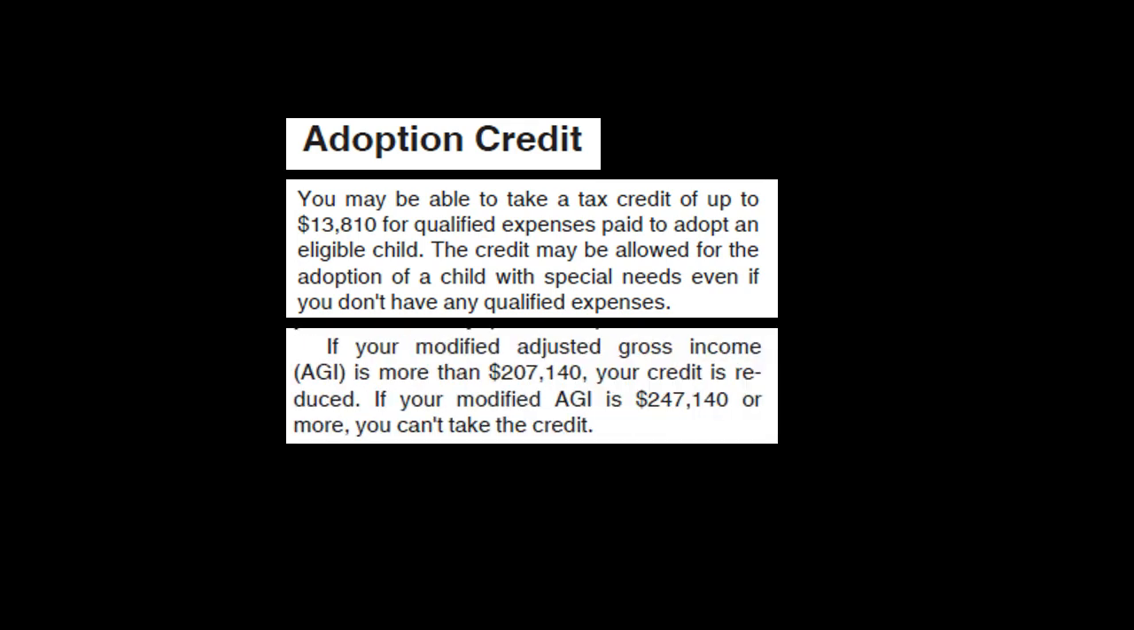If your modified adjusted gross income, AGI, is more than $207,140, your credit is reduced. If your modified AGI is $247,140 or more, you cannot take the credit. So there's going to be an AGI limitation, basically an income type limitation, fairly high, $207,140.